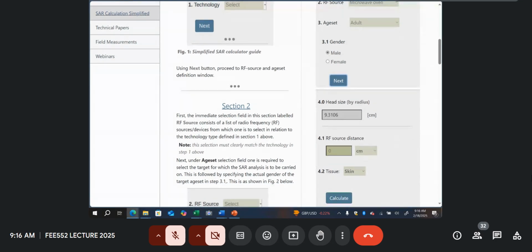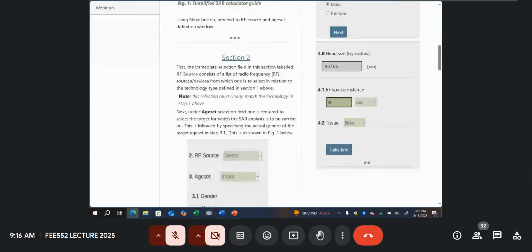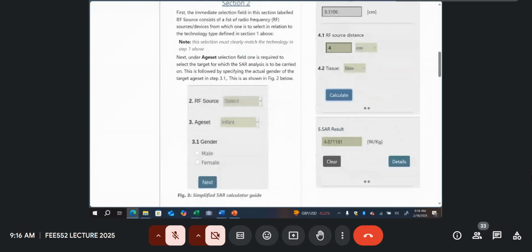Then how far are you from the microwave oven? Let's say you're just going there and staying very close to it, maybe 4 centimeters. And you want to see the effect on which tissue. Is it the skin, fat, bone, or the brain? So you could have just your skin which is exposed. What is the result here? It shows you the SAR level of 4.8 watts per kilogram.